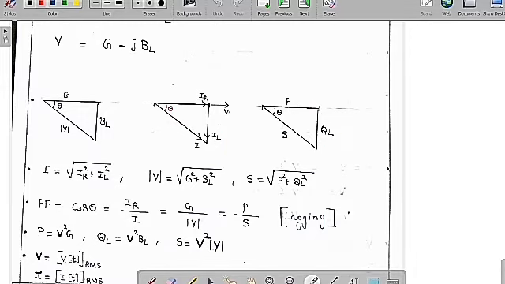So therefore these three are similar triangles, so theta is the same as the previous one. By using the Pythagoras theorem, |I| is equal to the square root of IR squared plus IL squared, |Y| is equal to the square root of G squared plus BL squared, and S is equal to the square root of P squared plus QL squared. Whereas the power factor is called cos theta, which is the ratio of the adjacent by the hypotenuse, which is IR by I, G by |Y| and P by S.